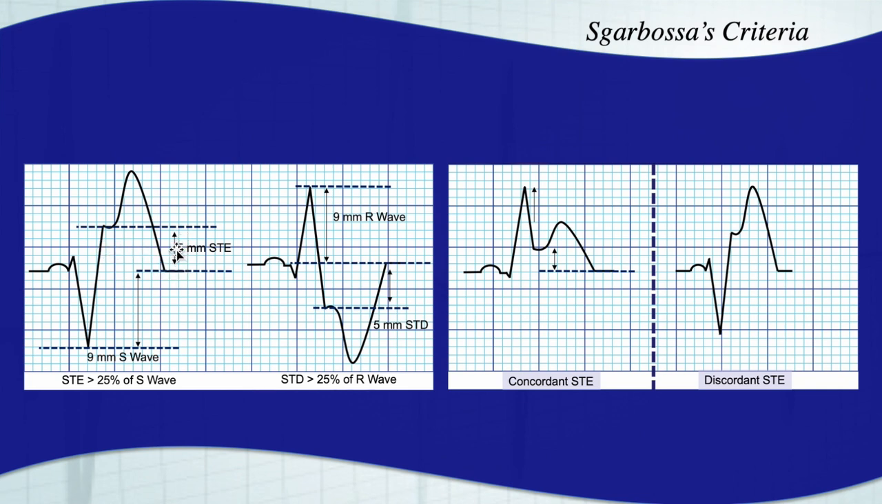But if it drags it up more than 5 millimeters, that would be highly indicative of ST segment elevated myocardial infarction. The same goes for ST segment depression that is discordant. If you had excessive discordant ST segment depression, where your QRS dominant wave or terminal wave is positive and the T wave is negative, dragging the ST segment down, well, if you have more than 5 millimeters of that ST segment depression, you have a high likelihood of having a ST segment elevated myocardial infarction. Now, that's the original Scarbosa criteria rule for discordance.